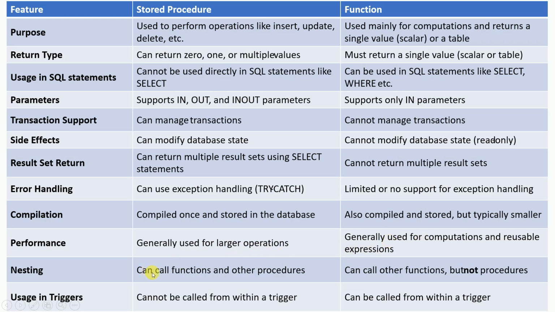Stored procedure can call functions and other procedures, whereas function can call other function but not stored procedures. And the last difference is stored procedure cannot be called from within a trigger, whereas function can be called within a trigger. So these are some basic differences between stored procedure and function in SQL.